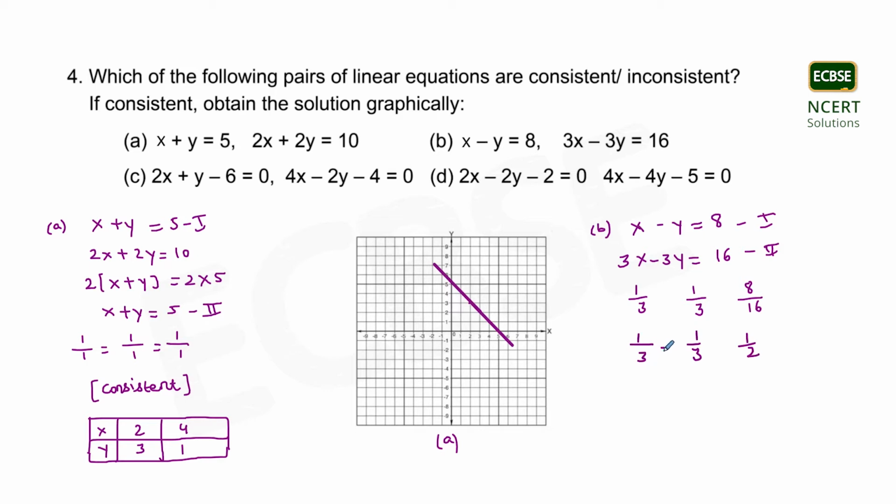As a1 by a2 is equal to b1 by b2, but a1 by a2 is not equal to c1 by c2, this is the condition for the lines to be parallel, which means that the lines representing these two equations will be parallel to each other. And if the lines are parallel to each other, we cannot obtain any solution to these equations, which means that these equations are inconsistent.